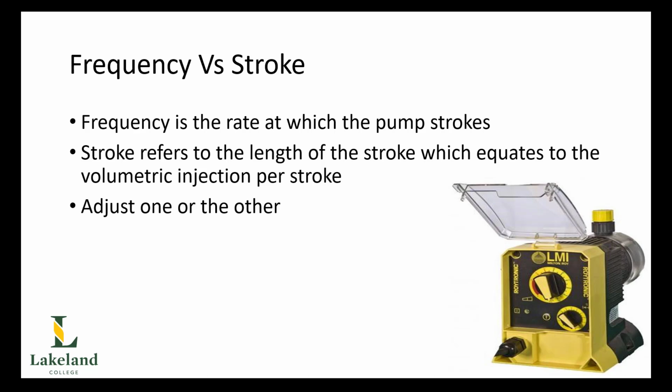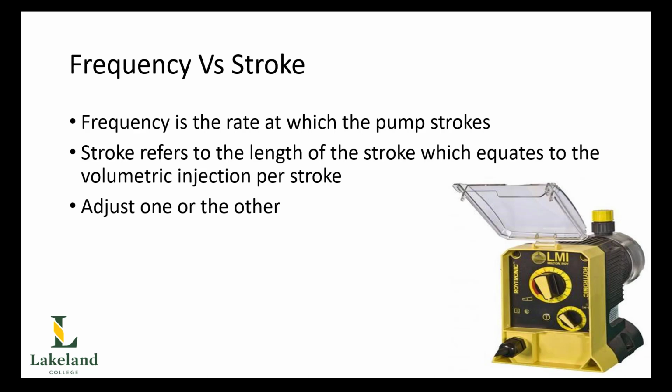Now, the other adjustment we can make is stroke length. And the stroke of the piston is basically going to push more volume per stroke. Now, when we adjust these things, we'll typically adjust only one or the other. So, for example, in our Synovis Power Lab, our pumps are typically set at 30-30. That basically means that we're talking 30 on the stroke and 30 on the frequency.